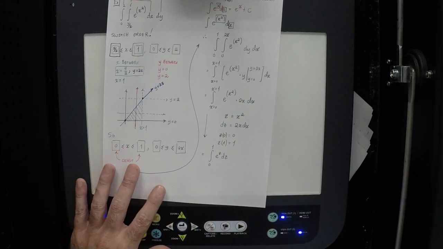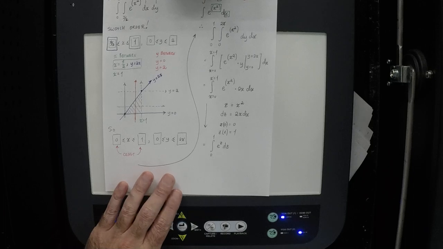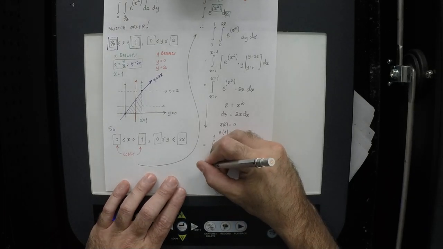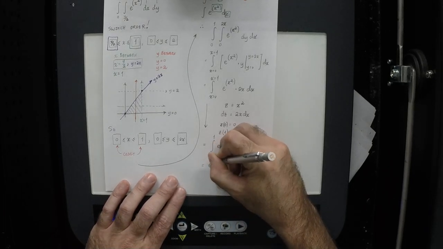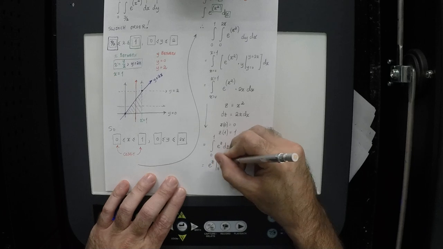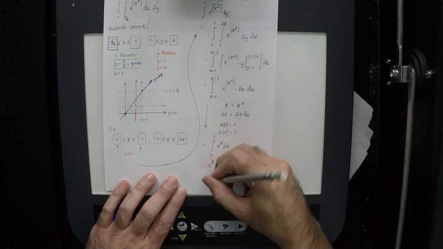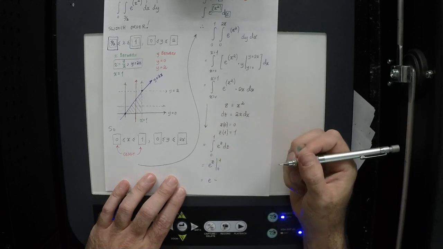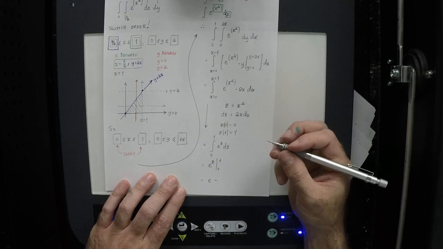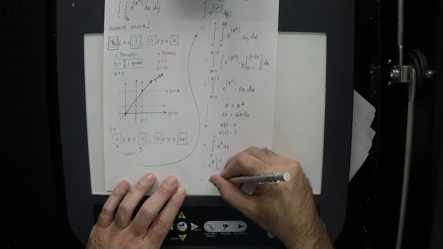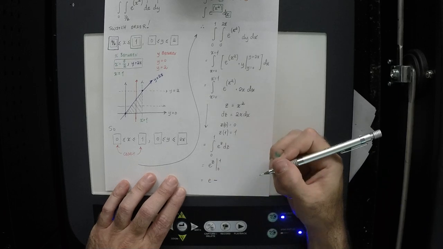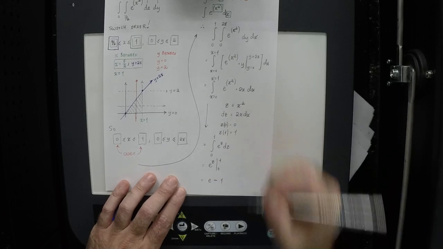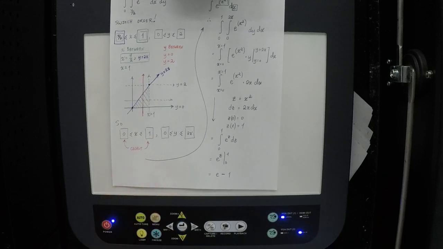Is that one of the three that we know? It sure is. So that's exponential of z from 0 to 1. So that's exponential of 1, which is e, minus exponential of 0. What's exponential of 0? So the answer is e minus 1. Terrific. Any question about this?